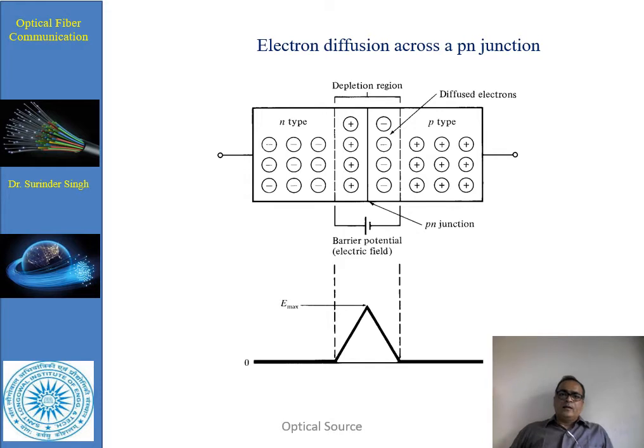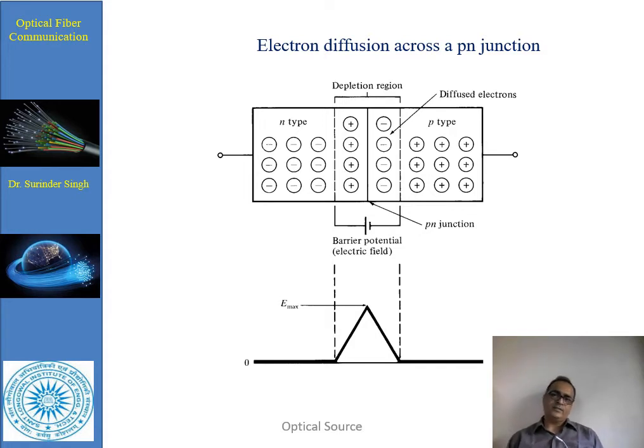Whenever we join p and n material together, there is a diffusion of majority carriers, electrons and holes. Electrons from the n side may diffuse to the p side, and holes from the p side may diffuse in the opposite direction, and fill the hole in the p level as well as fill the electron in the n level. So the majority carriers diffuse.